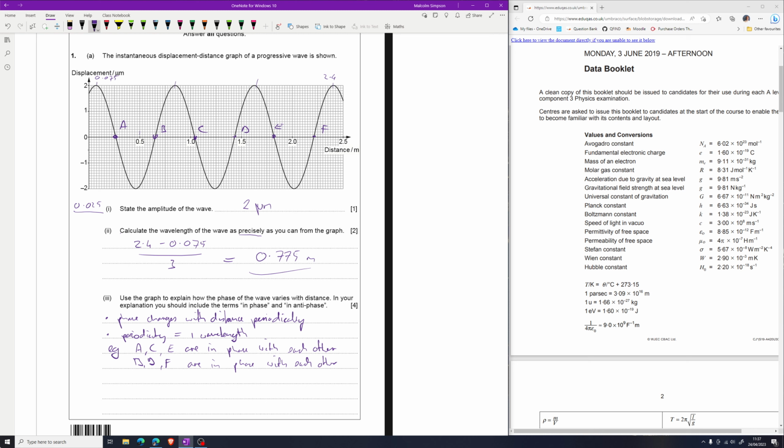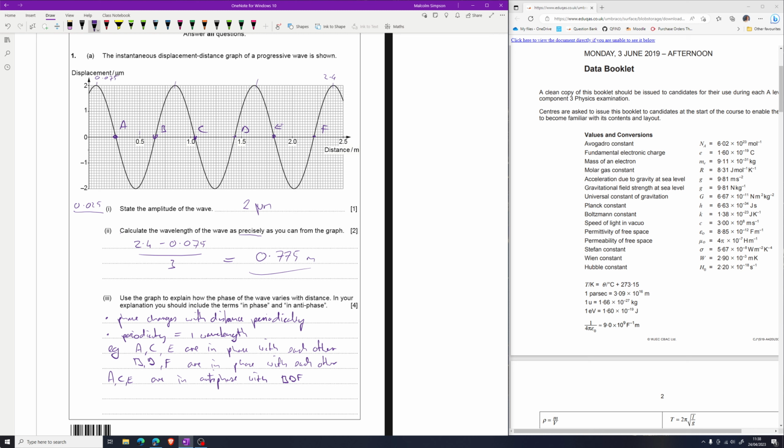Since they're a whole wavelength apart, I suppose you could add to that. And then A, C, E are in antiphase with B, D, F. And I kind of feel like that's probably enough. Not sure about, I think that's okay.